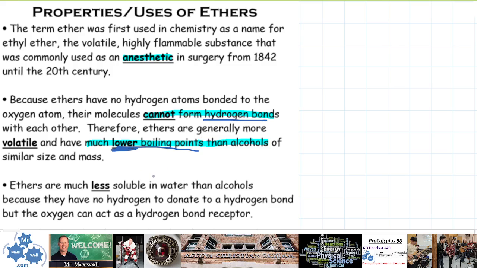Ethers are much less soluble in water than alcohols because they have no hydrogen to donate to a hydrogen bond, but the oxygen can act as a hydrogen bond acceptor. Ethers are much less soluble. So the solubility is low for ethers. So low boiling point, low solubility. And an ancient anesthetic, I guess. Okay.